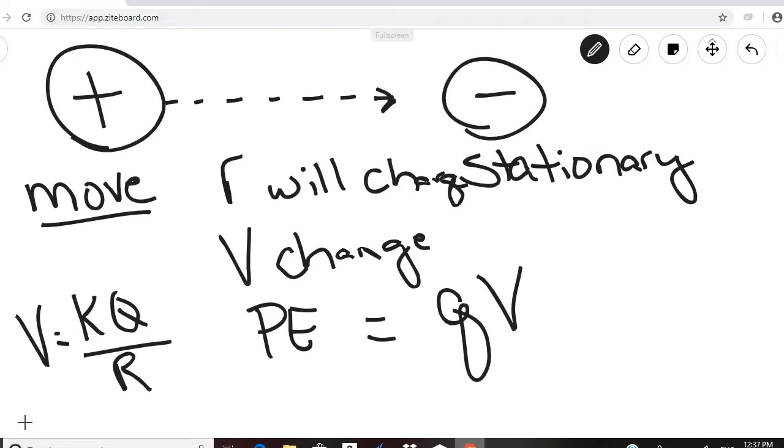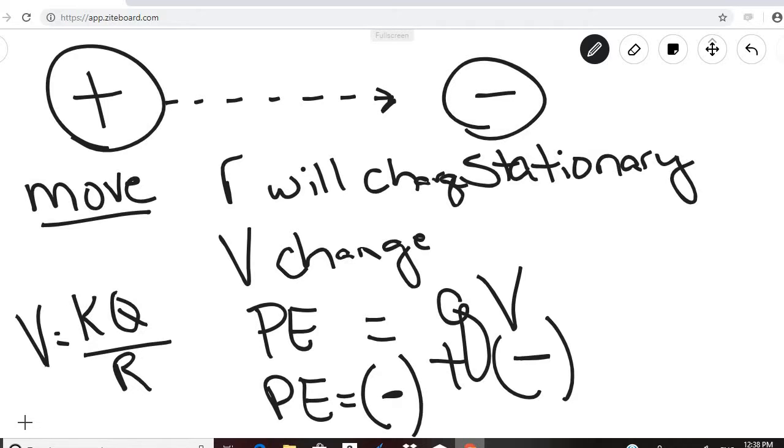And so in what way are they going to change? Well, if you think about it, the V is just based on the stationary charge, right? Which is negative. So the value for V is going to be negative, and the value for the other charge is going to be positive. So when we multiply a positive times a negative, potential energy is going to be negative.